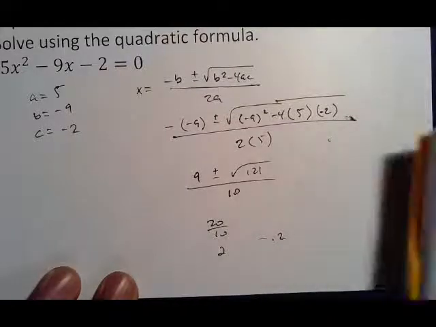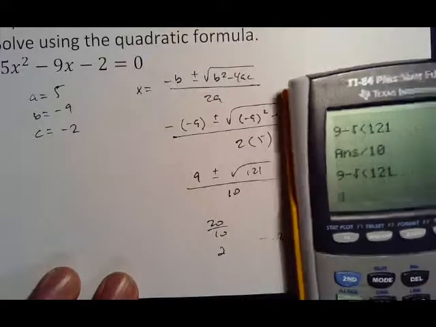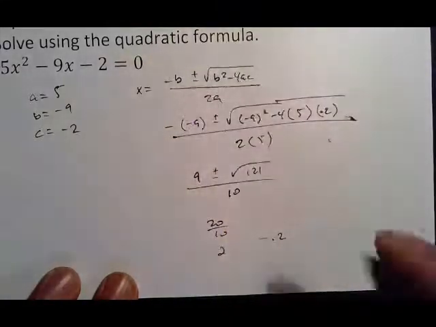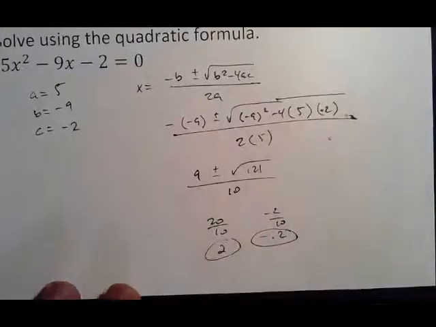I guess I didn't do it that way. You would do 9 minus square root of 121 equals, which is negative 2 over 10, which is your negative 0.2. But it is set up for both ways.